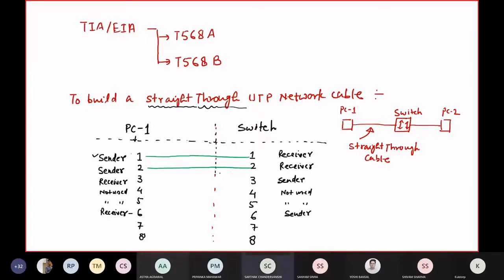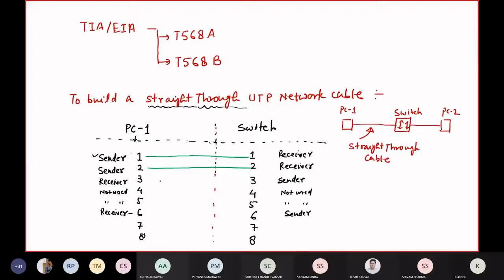Yes, the functions are predefined in these devices. Yes, these are predefined functions, right? Based on the devices, if it is a switch, then you will find these functions. If it is a PC or any host, then you will find these functions, right?